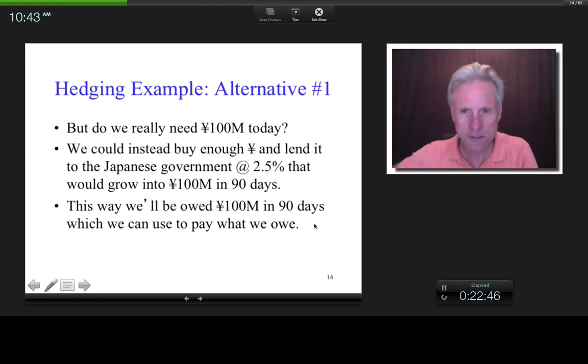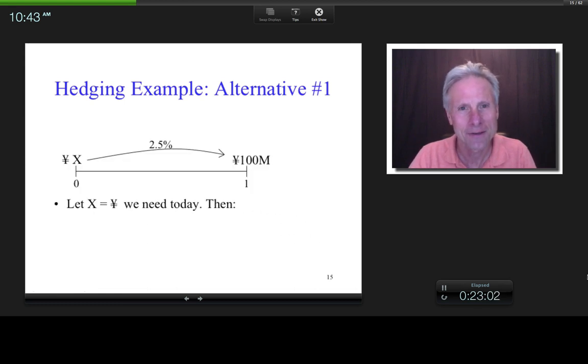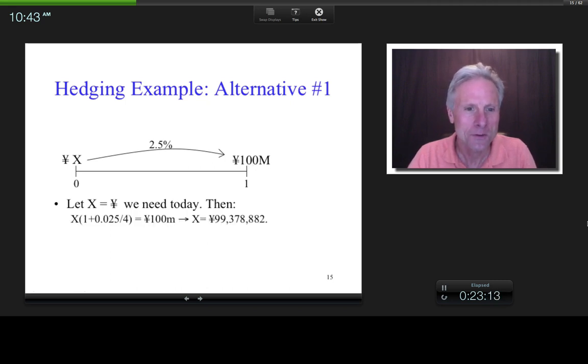So let's get into the numbers, okay? So we don't want 100 million yen today. We want a little bit less, such that we'll use it to buy a Japanese yen T-bill, and at 2.5%, we want that to grow into 100 million yen. So if we look at how much we need today, let's say X is what we need today. At 2.5%, 90 days later, we want it to grow into 100 million yen. So if I go through the time value of money stuff, this is basically a future value formula, right?